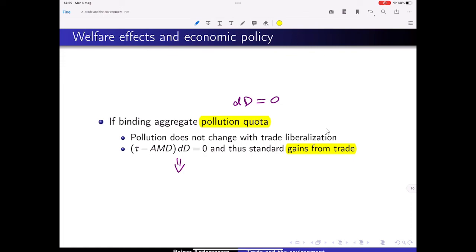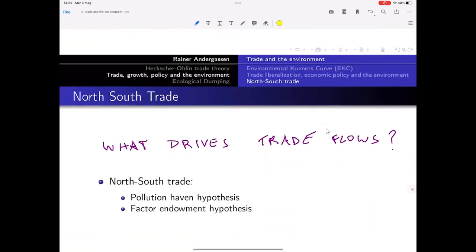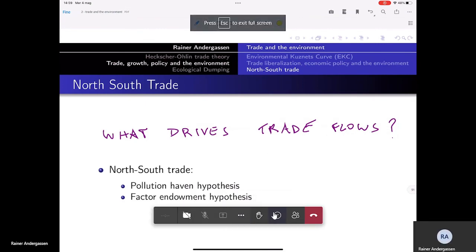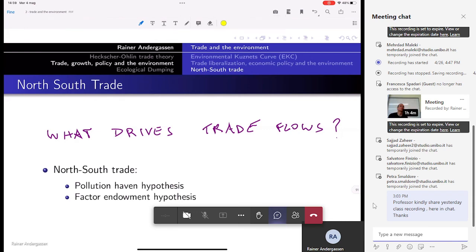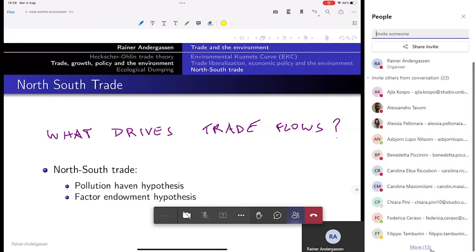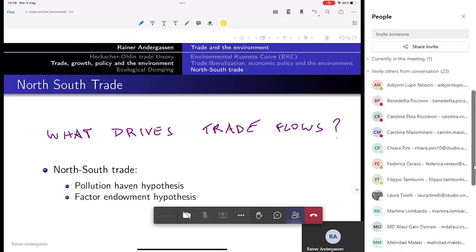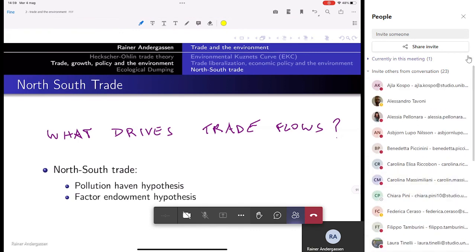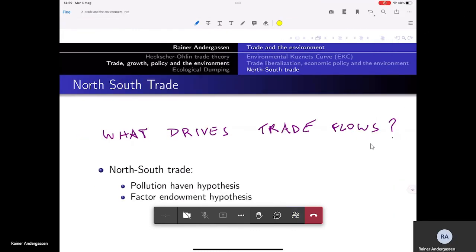And Tuesday we are going to see the empirical part. In particular, what drives trade flows and how, therefore, environmental regulation affects trade flows. This is what we're going to see next week, but from an empirical point of view. Now we have seen it from a theoretical point of view. Now we're going to see empirical studies on this. I'm going to review some papers.